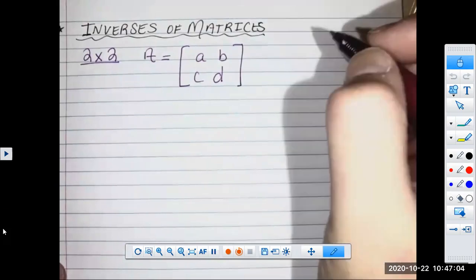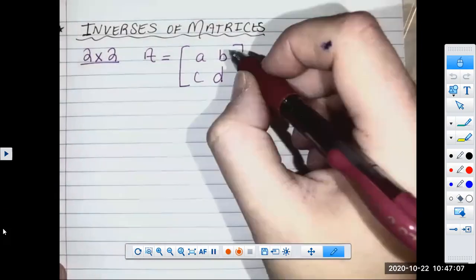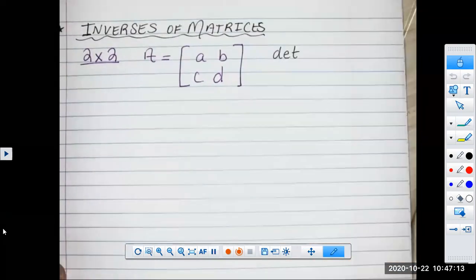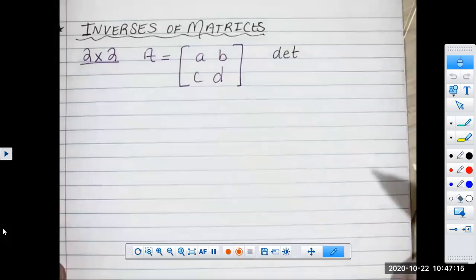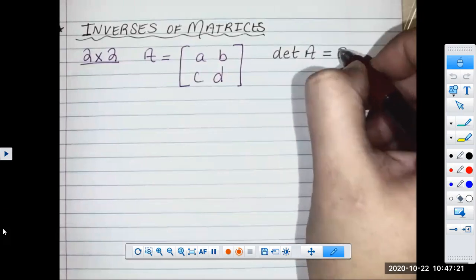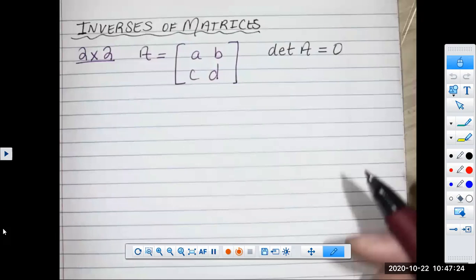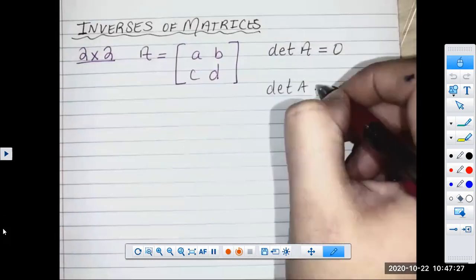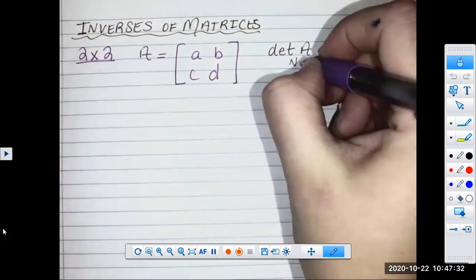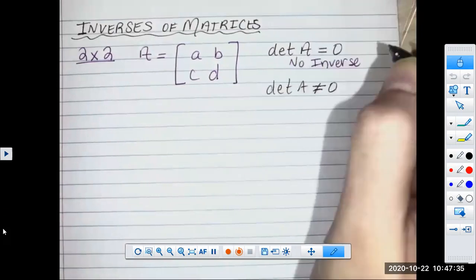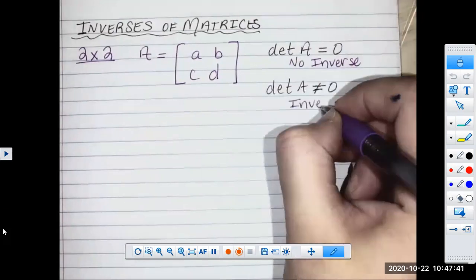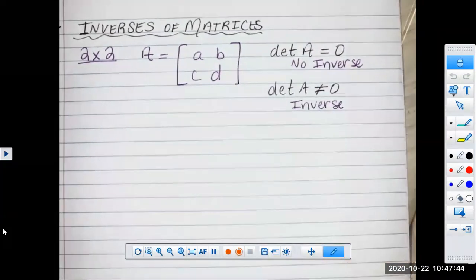In order for an inverse to exist in a 2 by 2, you have to check the determinant first. So you multiply this way, and subtract the product that you get from that way. Make sure the determinant is not equal to 0, because if it is equal to 0, then you have no inverse. If your determinant value is not equal to 0, then you do have an inverse.